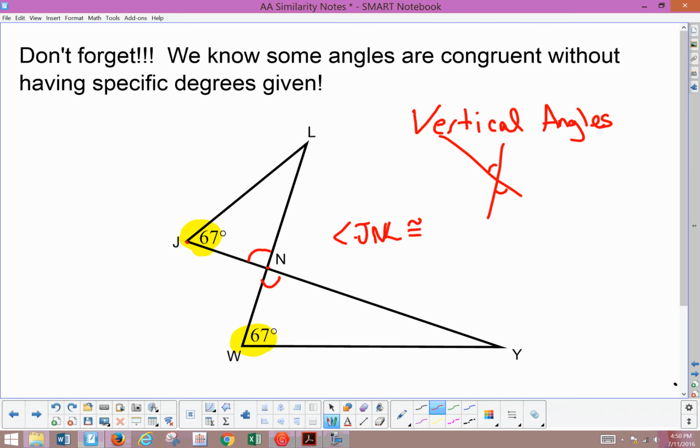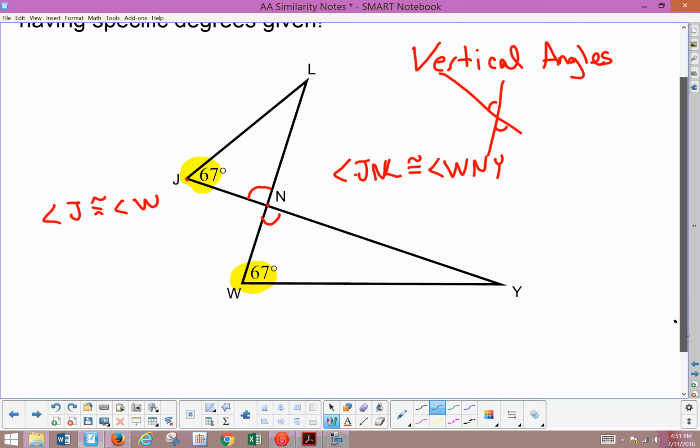The vertical angle for it, I'm going to start at W. I'm going to go to N and turn around and go to Y. So I would name it WNY. That names that angle at the corner N, where I start at W, go to N, and turn around to Y. That names my vertical angles. Okay, so I have vertical angles that are congruent. I also had the angle J that was congruent to the angle W. That means that I have similar triangles.